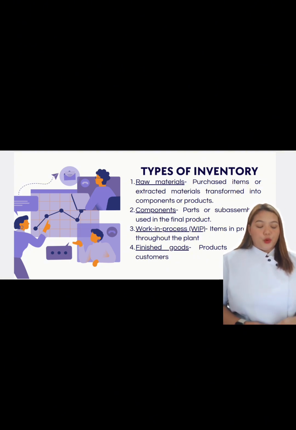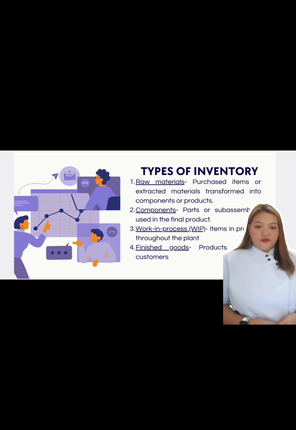Number two is the components, parts or sub-assemblies used in the final product. So yung sub-assemblies, on the other hand, are a group of components that assemble together to form a larger unit within the overall product. Number three is work in process or WIP. Items in process throughout the plant. Or ito yung mga products na ginagawa natin sa planta or in manufacturing.